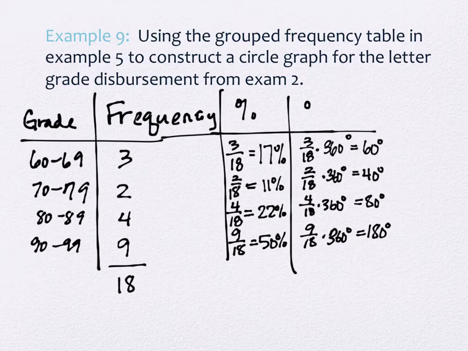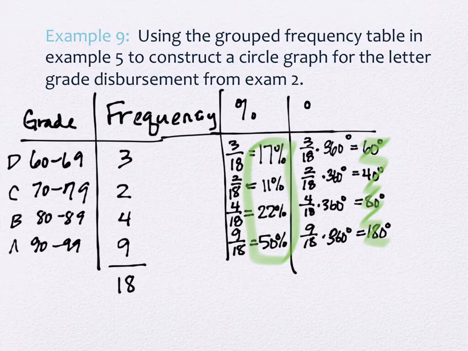You need these degree measures to draw the picture. But in terms of labeling your diagram, what you need is these percentages and the letter grades, which I have failed at this point to write in. But this is D, C, B, and A. So these pieces that are in green are going to either be used for labeling, or they're going to be used to draw the image itself.